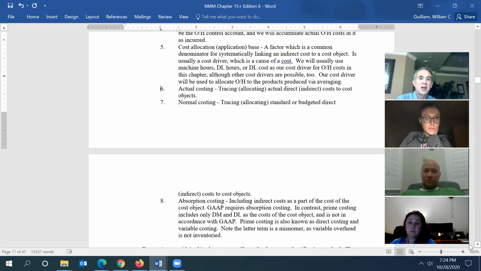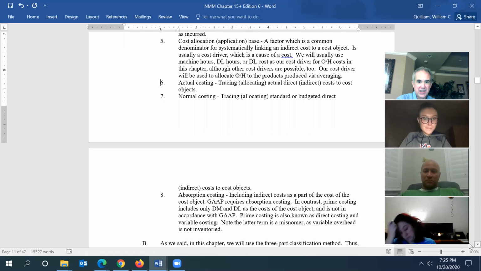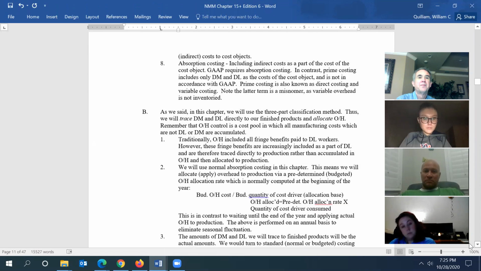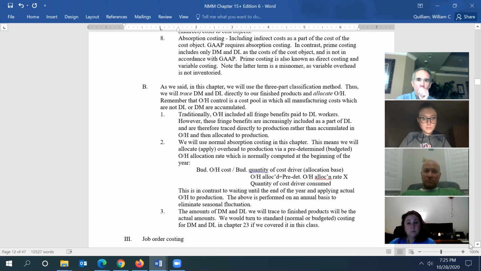We will do normal costing for overhead, and you'll see how we have a budget cost for overhead, a budget allocation rate. Then, with absorption costing, we will see this as well. This means including indirect costs as a part of the cost object. And by the way, it's one of the few places where GAAP enters in.